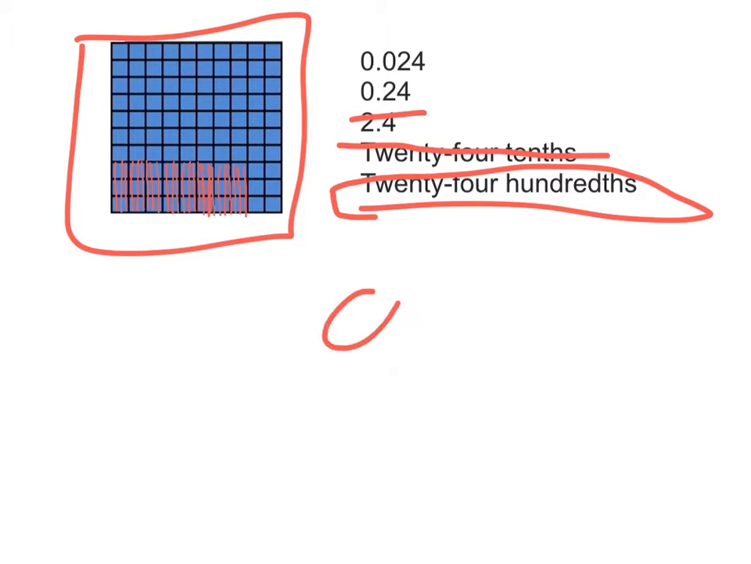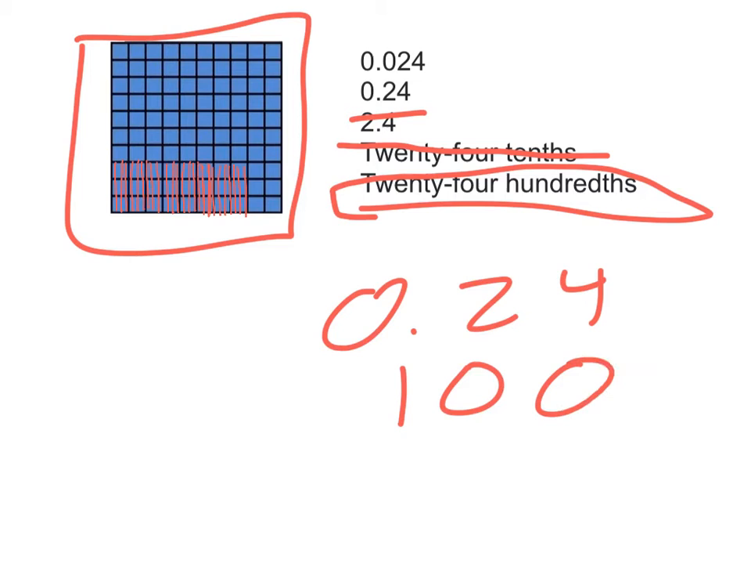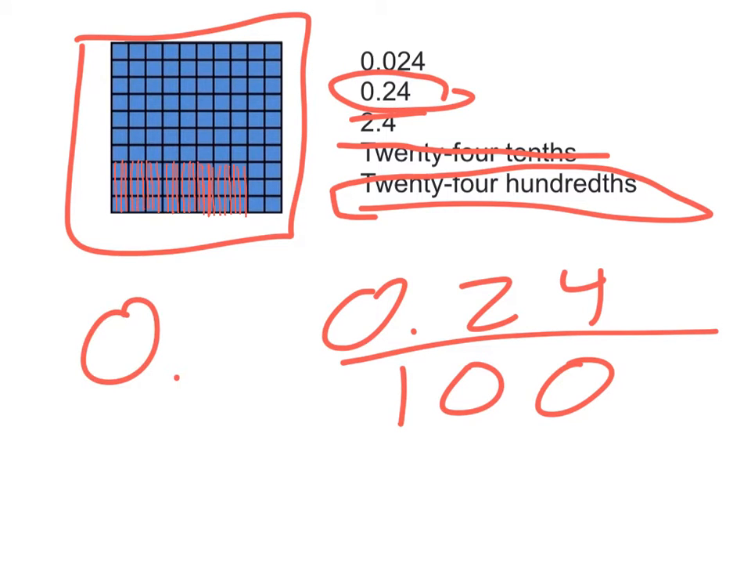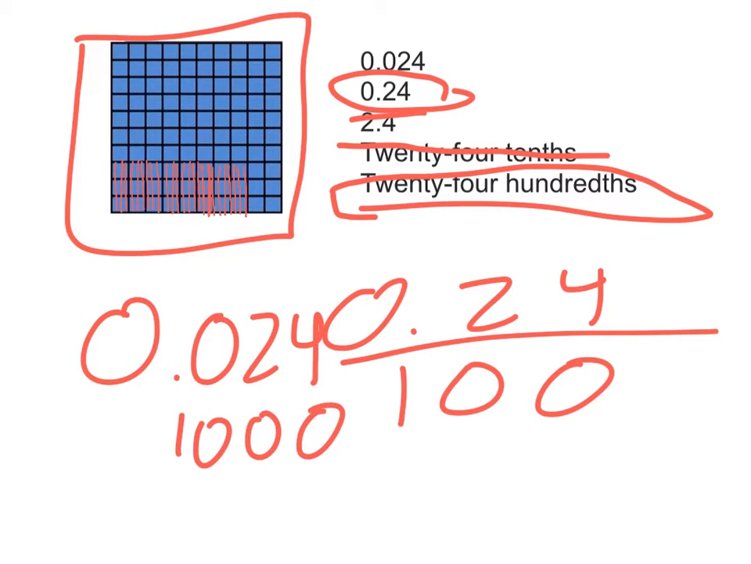If we have 0.24, we put the 100 underneath it. So it says 24 over 100, and there are 24 of them shaded in. There's 100, so that one would be correct. And 0.024 would be 24 out of 1,000 shaded, and there's only 100 there, so that would not be correct. So the only correct ones there would be the 0.24 and the 24 hundredths.